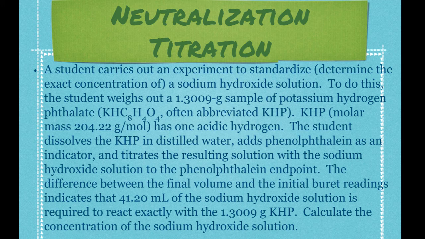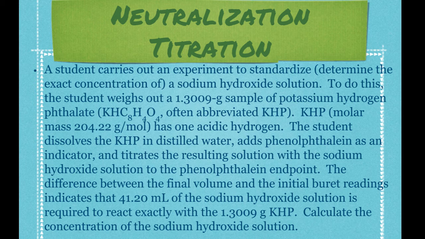To do that, the student masses out 1.3009 grams of potassium hydrogen phthalate, abbreviated as KHP, and the molar mass is shown here as well. Important to note, this has only one acidic hydrogen. The student dissolves the KHP in distilled water and adds phenolphthalein as an indicator, titrating the solution to the endpoint with sodium hydroxide. The difference between the final and initial burette readings for the titrant of sodium hydroxide shows that there's 41.20 milliliters of sodium hydroxide that was used to react with the 1.3009 grams of KHP.